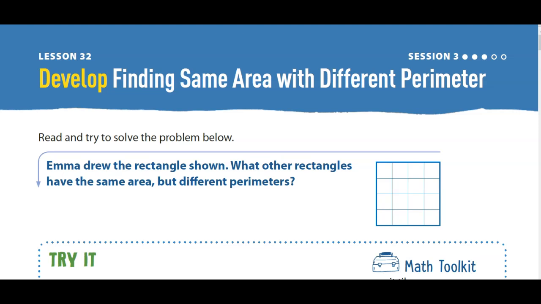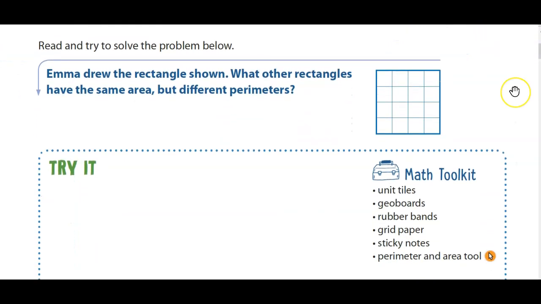All right, this is lesson 32, session 3. It says finding same area with different perimeter. So here it says Emma drew the rectangle shown. What other rectangles have the same area but different perimeters?